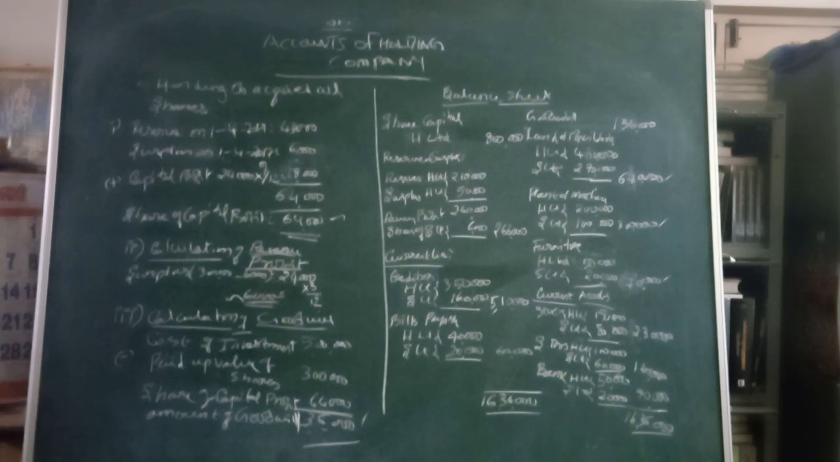Then revenue profit. How to take the revenue profit? Total profit given in the surplus. Total profit given in the question is 30,000.